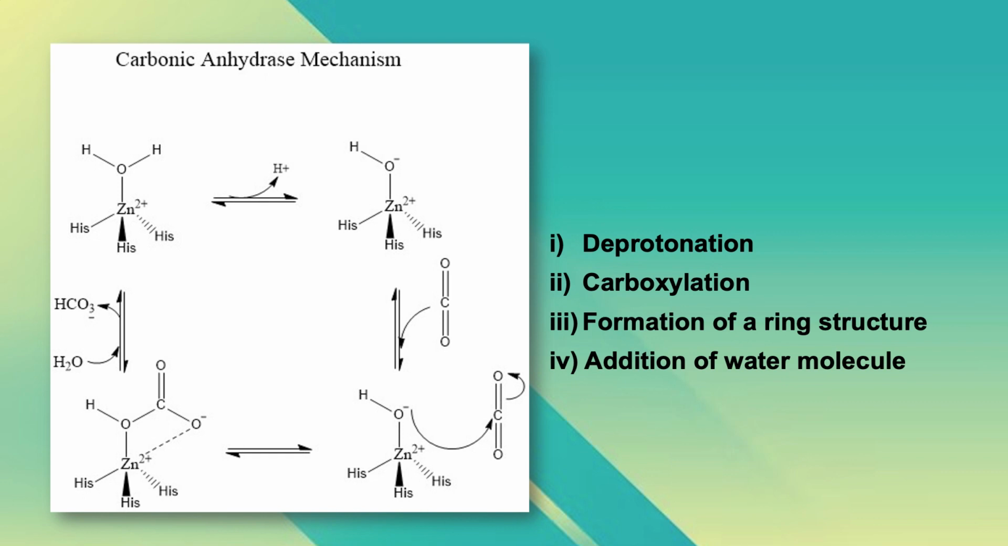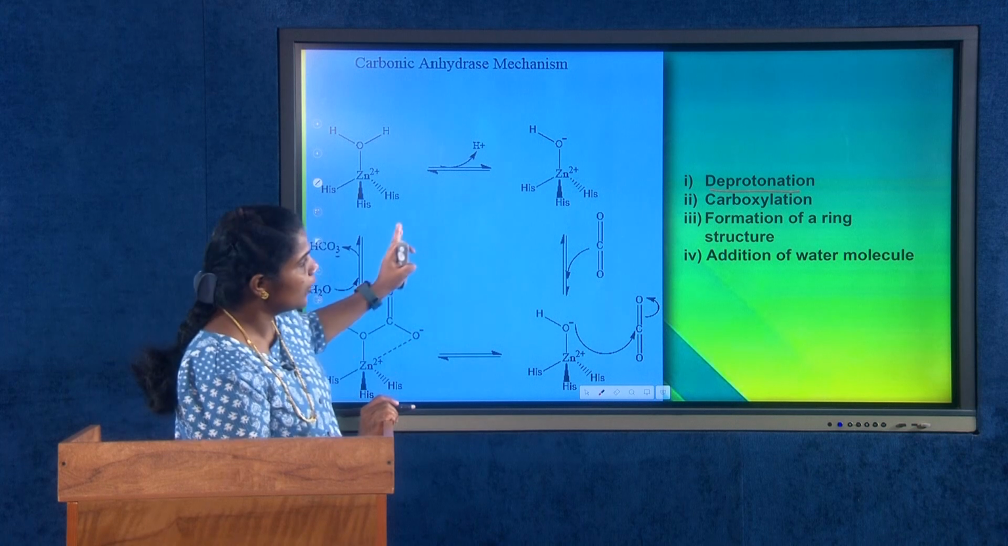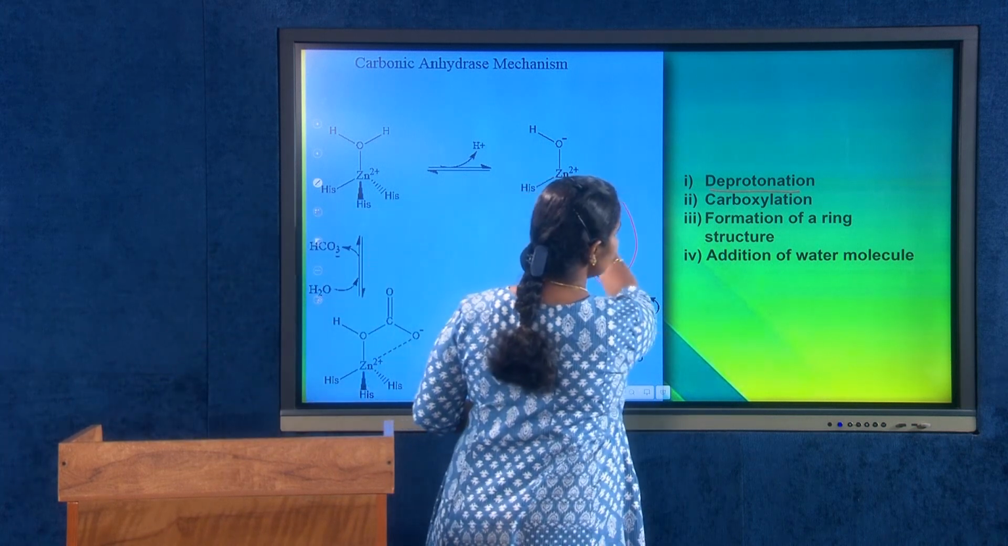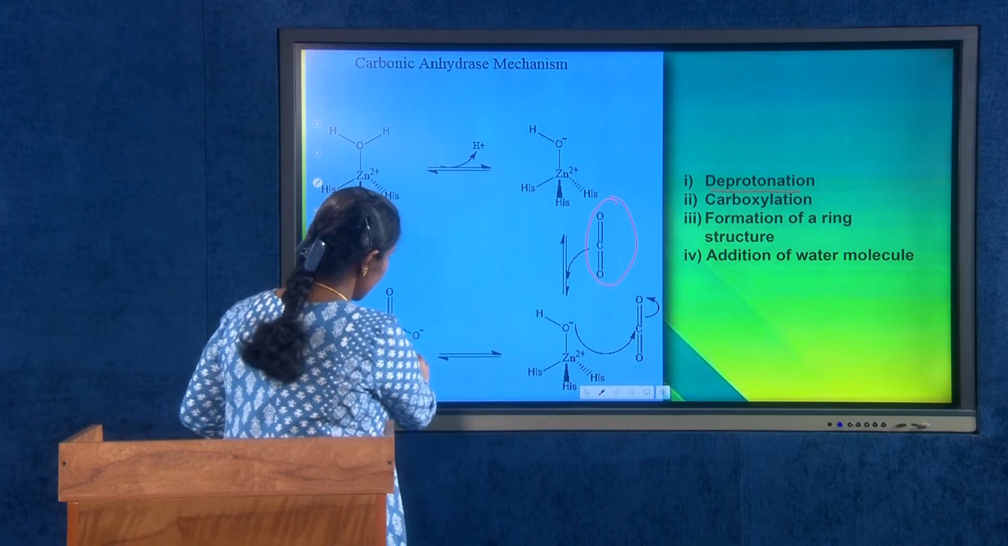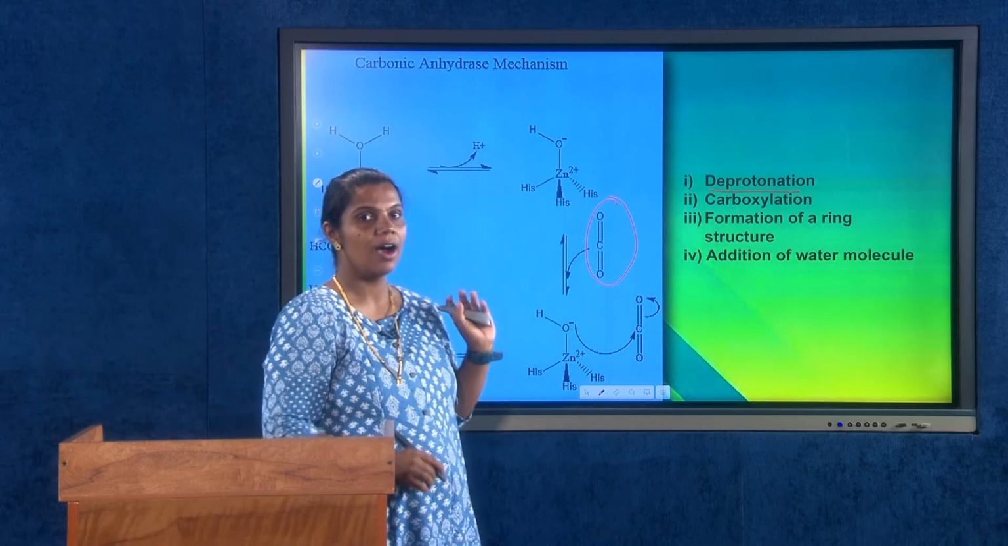In this slide, you can see the mechanism of carbonic anhydrase. Actually, the reaction occurs in 4 steps. The first step is the deprotonation step, followed by carboxylation. Then the formation of a ring structure will occur, and finally the addition of a water molecule. Here you can see first the deprotonation occurs, then the carboxylation, then the formation of the ring structure, and finally the addition of the water molecule.